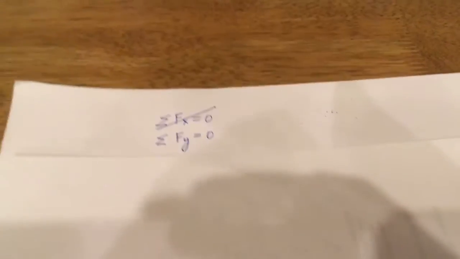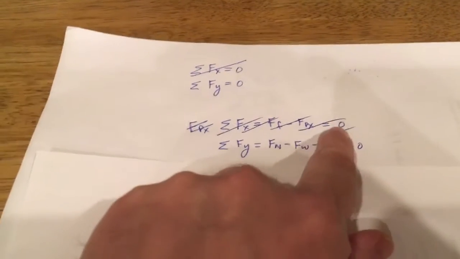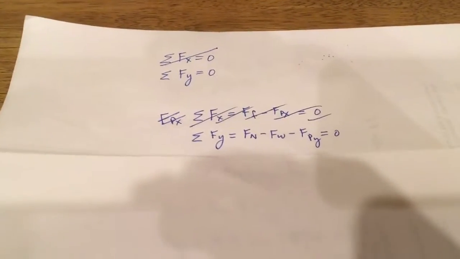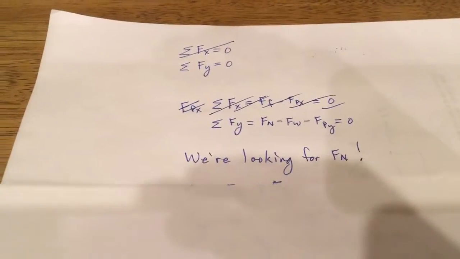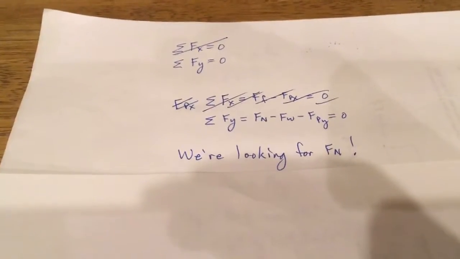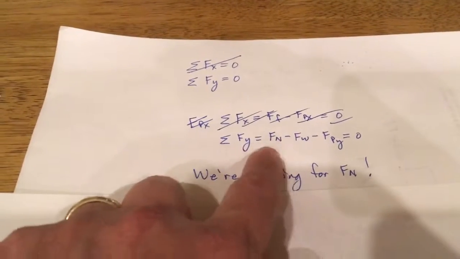It's not lifting off the ground. It's not going through the ground. So the sum of the forces in the y direction will be zero. And so I've had to cross out all of that up there because, again, there is a net force. But we are concerned about, well, here we are. We're looking for the normal force. And there's the equation for it.